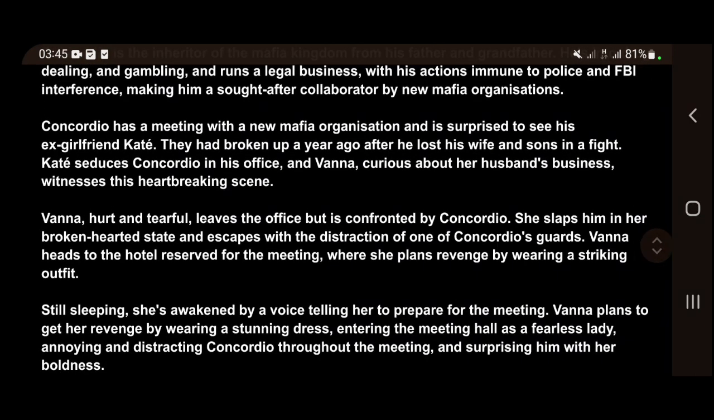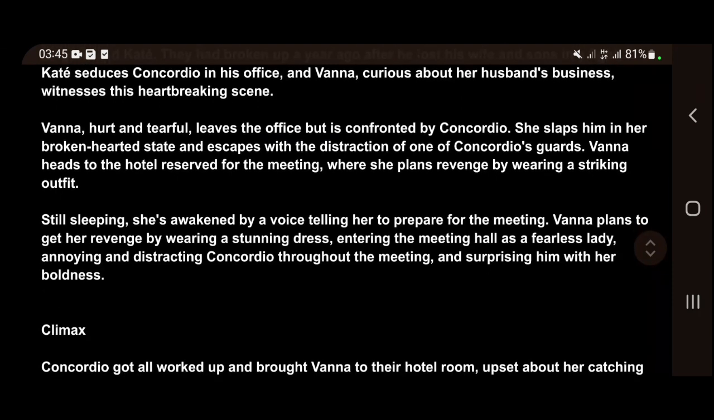Kokodio has a meeting with a new mafia organization and is surprised to see his ex-girlfriend Kate. Now the plot twist. They had broken up a year ago after he lost his wife and sons in a fight. Kate seduces Kokodio in his office, and Vena, curious about her husband's business, witnesses this heartbreaking scene. Vena, hurt and tearful, leaves the office but is confronted by Kokodio. She slaps him in her heartbroken state and escapes with the distraction of one of Kokodio's guys.